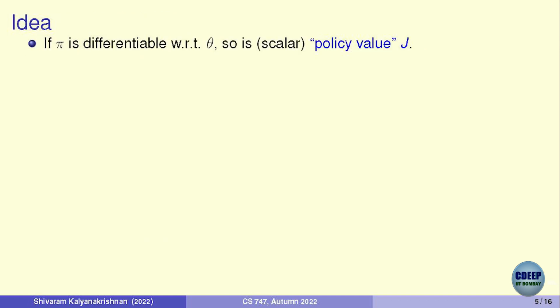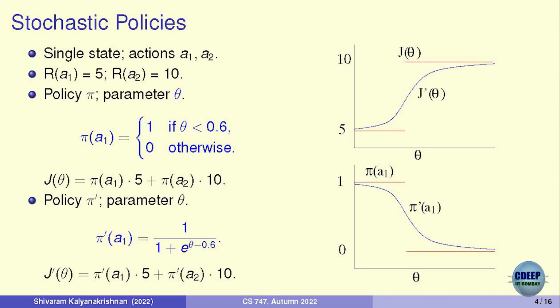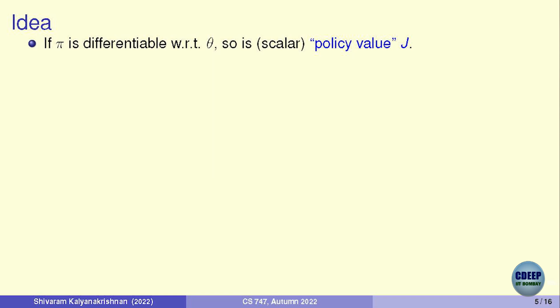So let's see whether this same concept carries forward to the more full-fledged situation where you have an MDP, right? You have states and so on. But this is the idea, okay? We already saw it. If the policy is differentiable with respect to theta, that's what we saw over here, the claim is that j of theta is also differentiable with respect to theta, okay? We will prove that, and it will come out very clearly, very shortly.